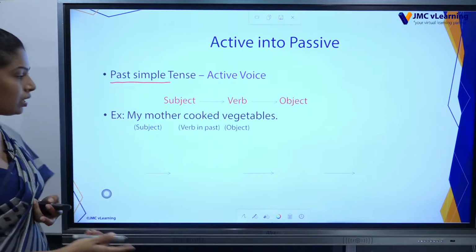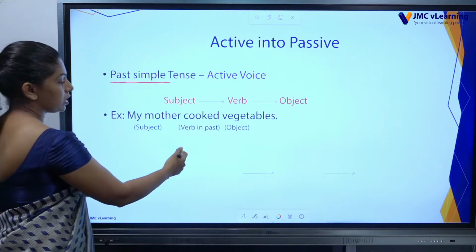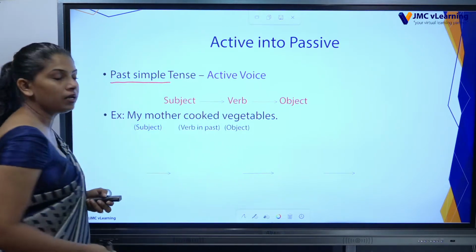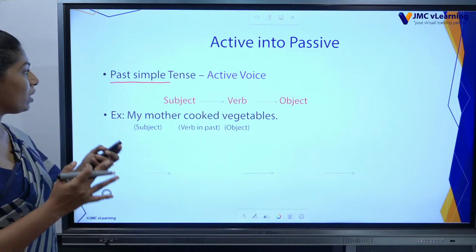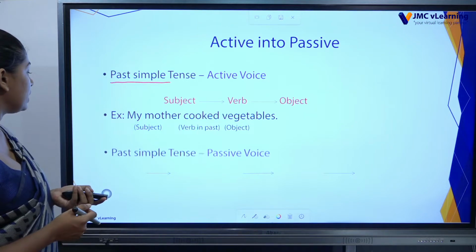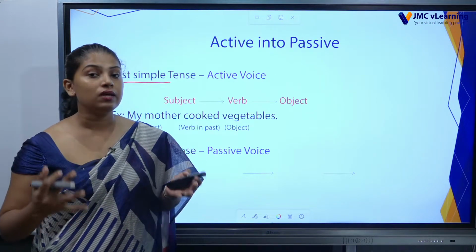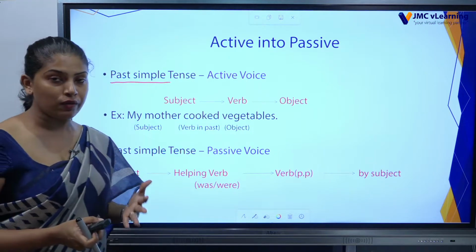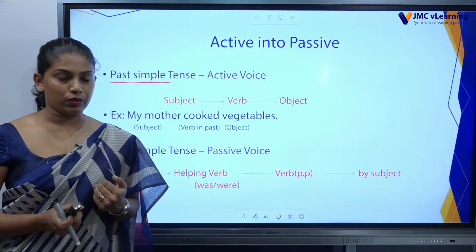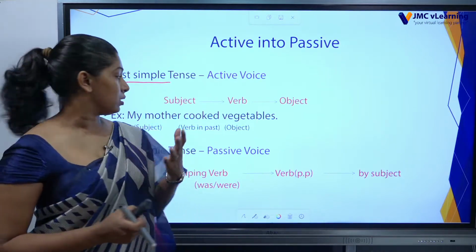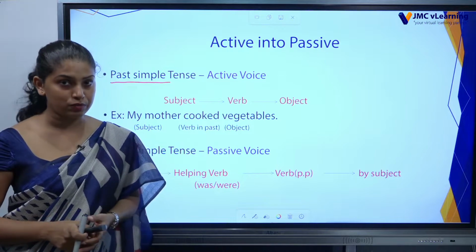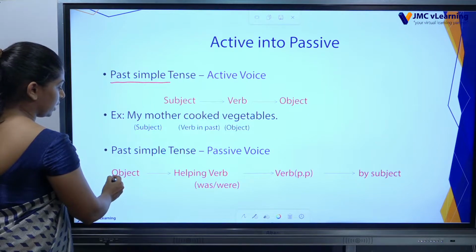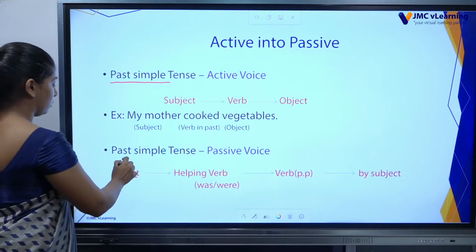Here you can see that my mother is the subject, cooked is the verb in past because we are discussing past tense, then vegetables is the object. Now, let us see what happens in passive voice. When we turn this into passive voice, let us see what is happening there. I said earlier, in passive voice, we are not giving importance to the subject. We are giving more importance to the object than the subject. So when we are writing passive voice, first we have to take the object. So, the object comes first.